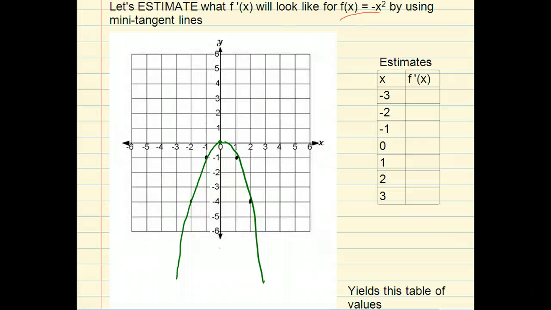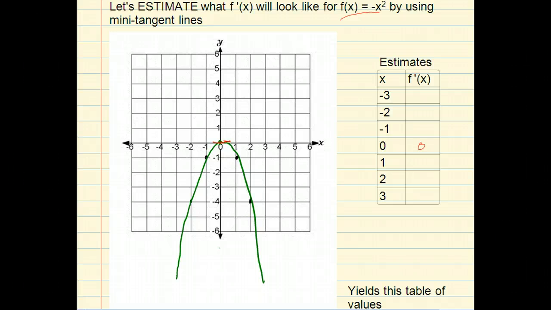So let's start at 0. Let's start at an easy point. So at x equals 0, what would be the slope of the curve at this point? Well, if I draw a mini tangent line, oh, that's fantastic. Let's undo that, shall we? Okay, so if I draw a mini tangent line right here, then what's the slope of that line? Oh, well, it's 0.